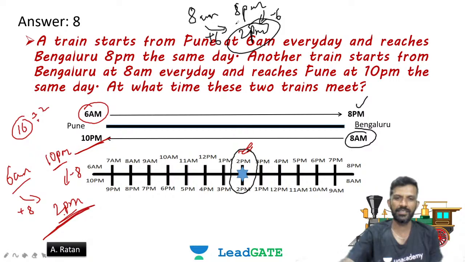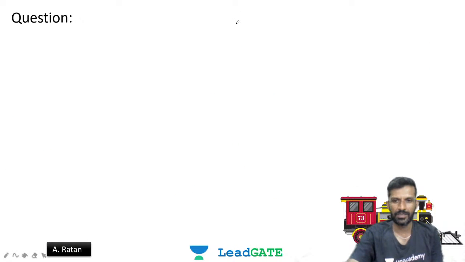So let's see the next question. Okay, I think this is clear to all of you. If the speeds of the trains are not the same, then how to do it? Then the shortcut is not valid. You cannot even divide the line.